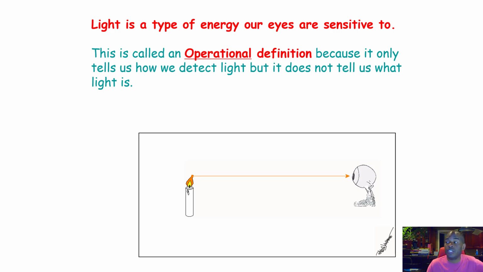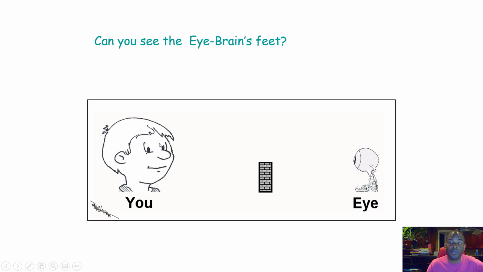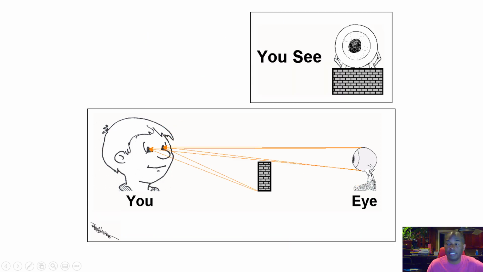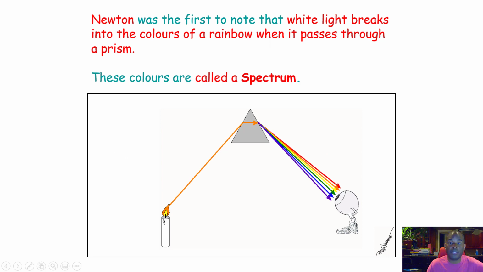Remember, light travels in straight lines. So if this is you, and this is the eye brain, our little friend here, and you want to see the eye brain's feet, you need a straight path to see it. Unfortunately, you cannot see its feet, because going from its feet in a straight line would bring you up to your forehead. So this is a demonstration of rectilinear propagation. What you would see is the eye brain's eye, and then you'd see the brick wall, because the brick wall is in the way, and the light is unable to go through it.